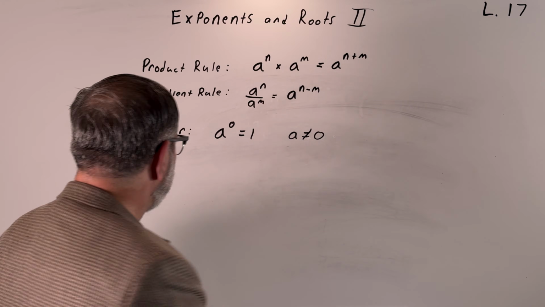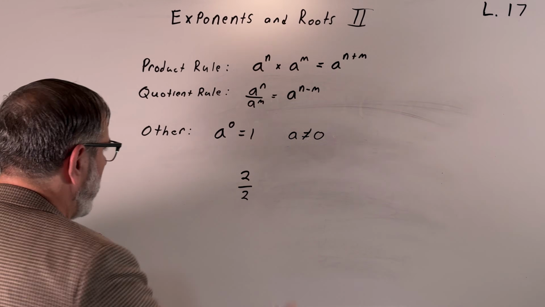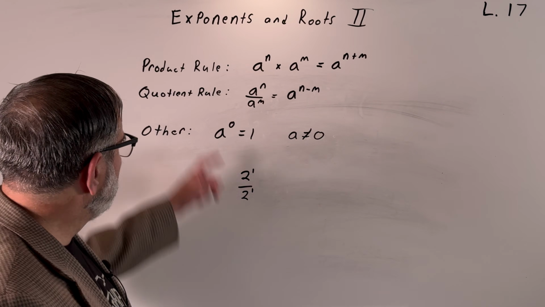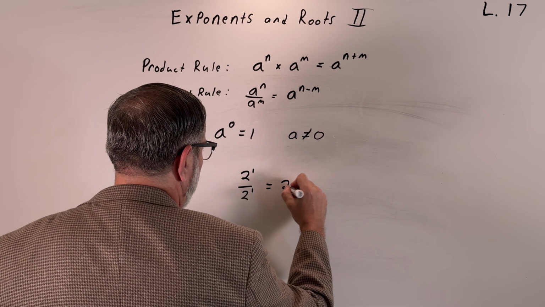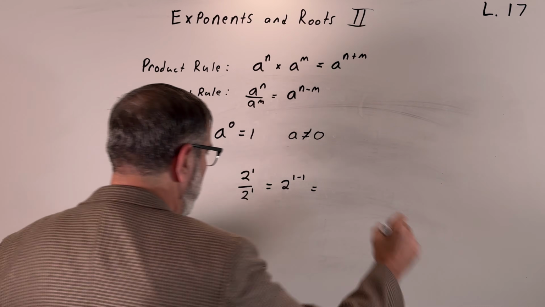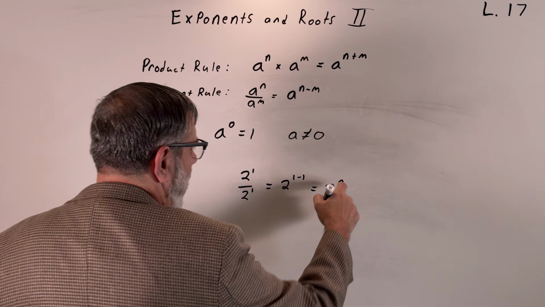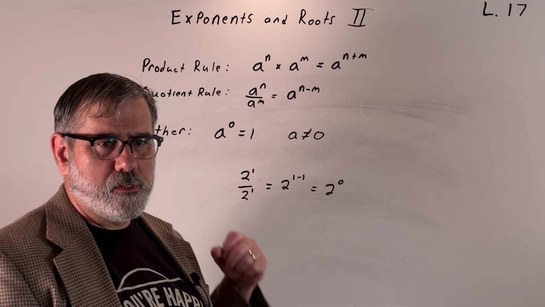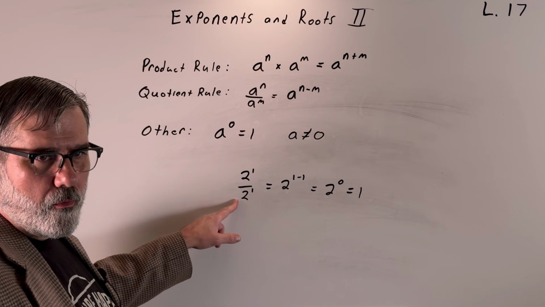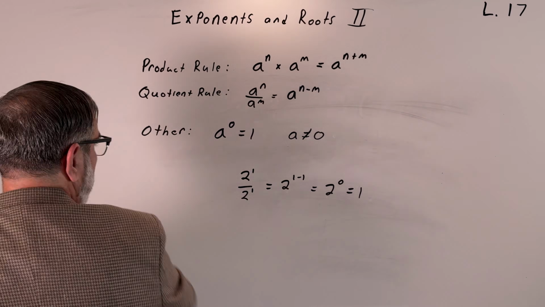Now, why would that be necessary? Well, we know that 2 divided by 2 is just 1. And I could rewrite this as 2 to the 1 over 2 to the 1. Using the quotient rule, I would get that this is equal to 2 to the 1 minus 1. 1 minus 1 is 0. 2 to the 0. But I know that 2 divided by 2 is equal to 1, and so therefore I define any positive number raised to the 0 power as equal to 1. So if I were to replace this with 3 to the 1 over 3 to the 1, that would also be equal to 1. So that's the reason for this little definition here.